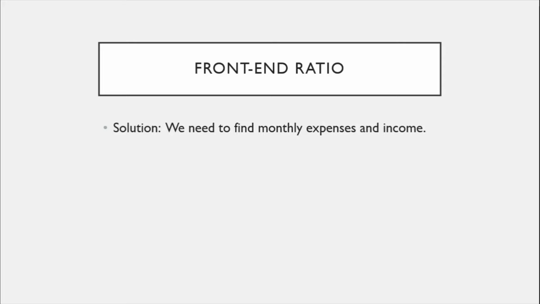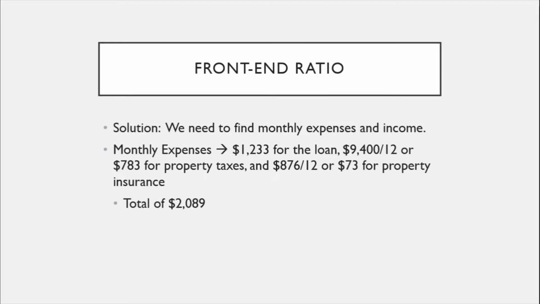We need to find the monthly expenses and the income first. So for expenses, it told us that we had $1,233 for the loan. We take that property tax number, divide it by 12 to get a monthly value, so that's about $783. And then we take the property insurance value and divide that by 12 to get a monthly value of $73. So we take $1,233 plus $783 plus $73, add them all together, and our monthly housing expenses are about $2,089.